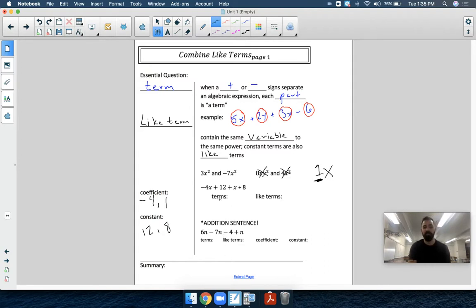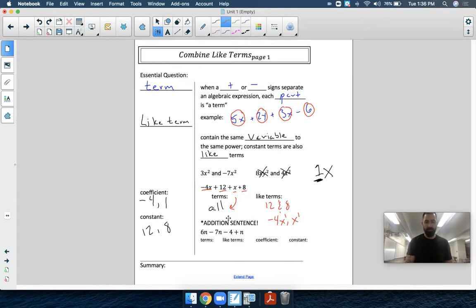Now let's talk about some terms. Which ones of these are terms? Well, all of them are terms. Every single one is a term. We've got -4x, 12, x, and 8. All of those are terms individually. And then finally, we want to talk about like terms. Which ones are the same? Well, constants are like terms, so 12 and 8 are like terms, as well as, remember, same variable with the same power. In this case, -4x and just x. Same variable, same power. This is actually x to the first, even though we don't write it.